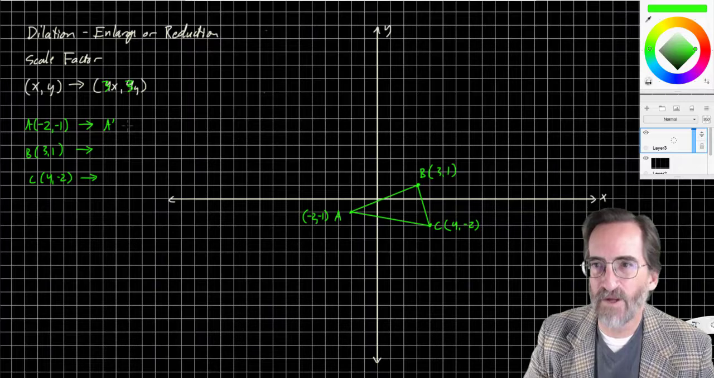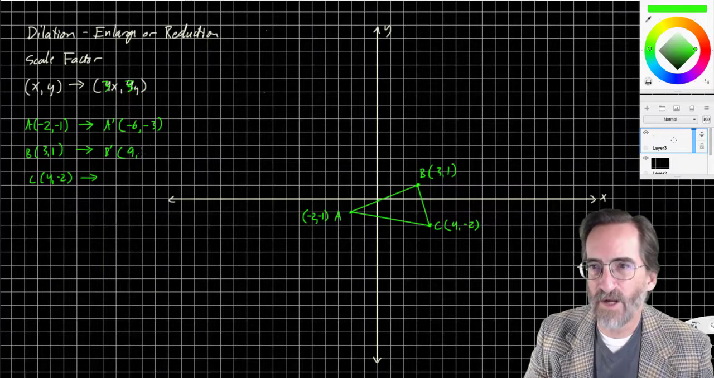So A prime, the image of A, is going to be 3 times -2, or -6, 3 times -1, or -3. B prime, the image of B, is going to be 3 times 3, or 9, 3 times 1, or 3. And C prime is going to be 3 times 4 is 12, 3 times -2 is -6.